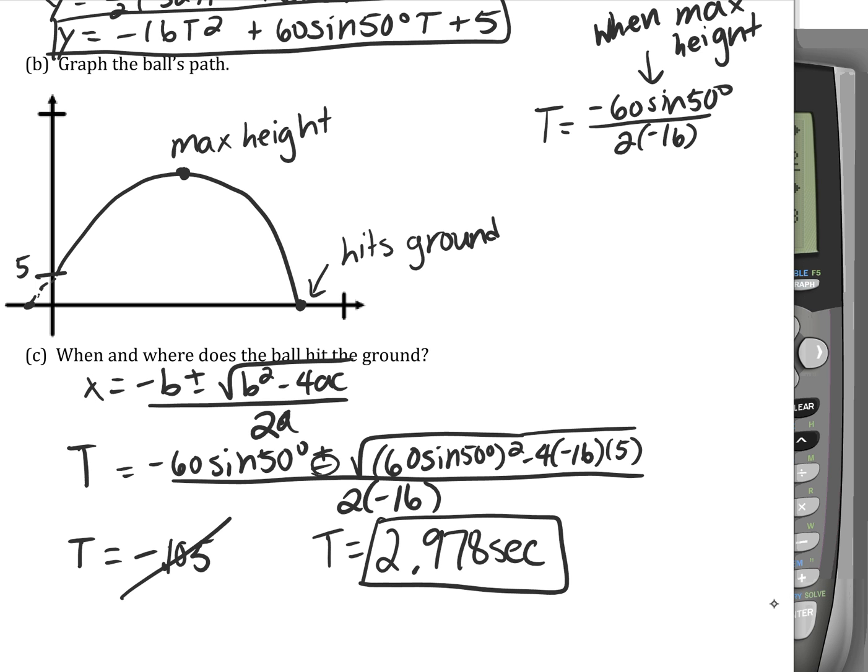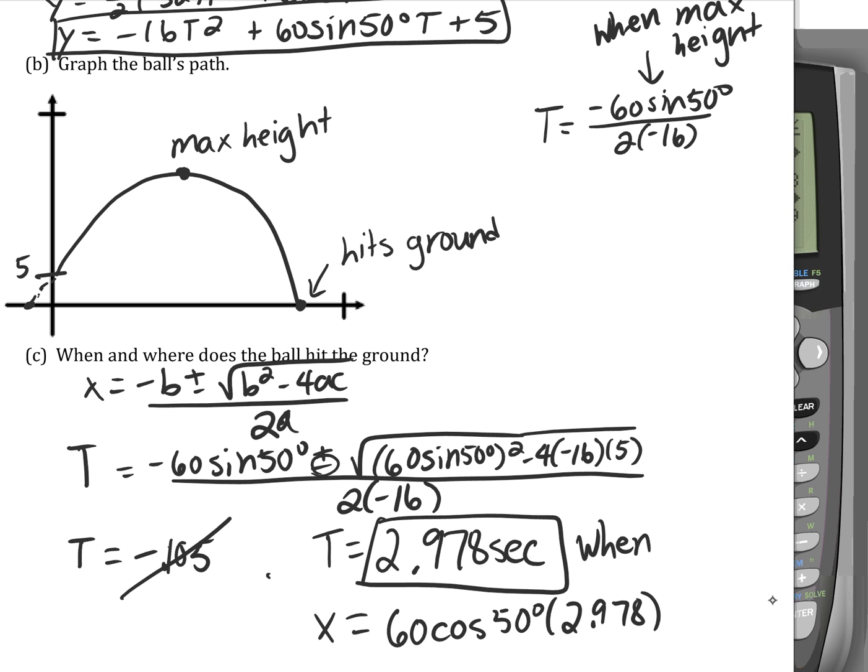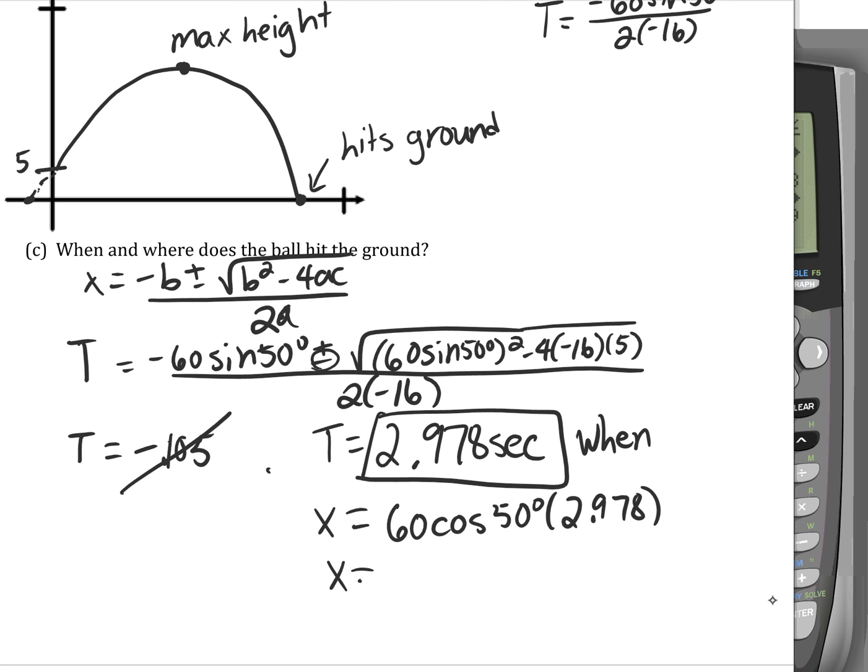That's the when. And then the where does it hit the ground is when you plug that into the x equation. So we're going to do x is equal to 60 cosine 50 times 2.978. Go up and grab it since I just had it from before. So we get 114.84 feet. Just make sure, good.